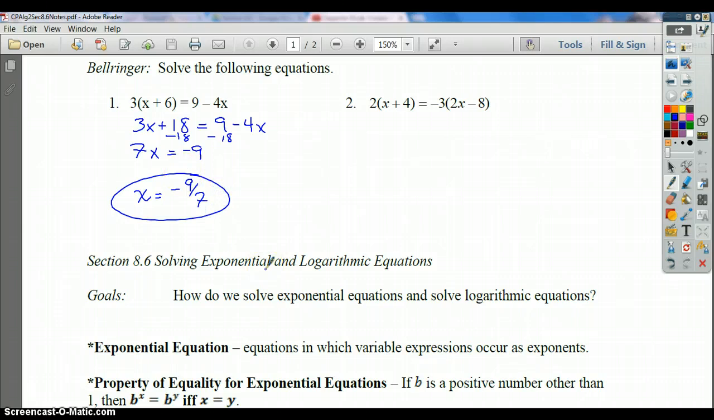Okay, so I distributed the 3 in. Got 3x plus 18. I'm adding 4x over to get 7x, and I'm subtracting this 18 to get negative 9. And then divide by 7.